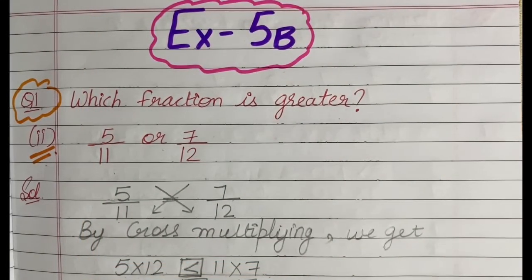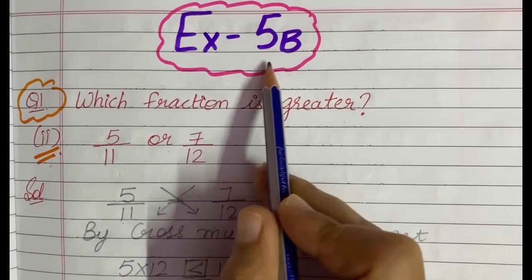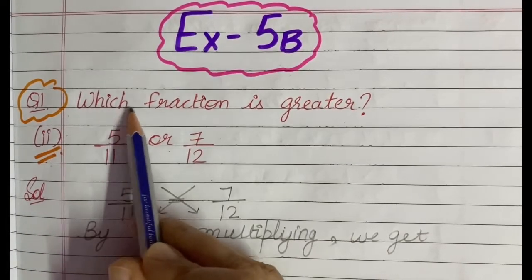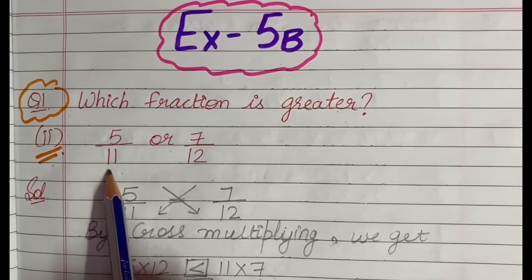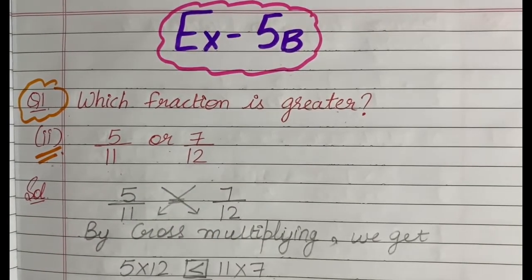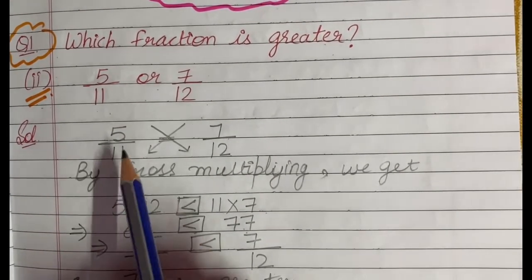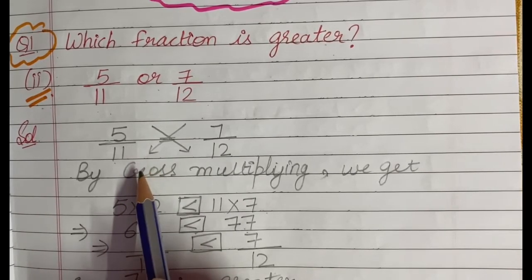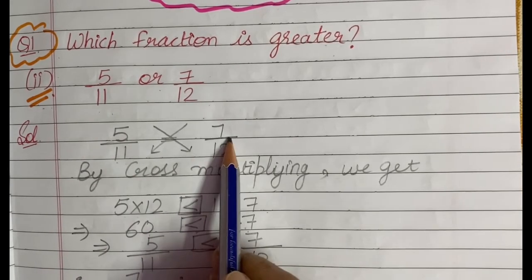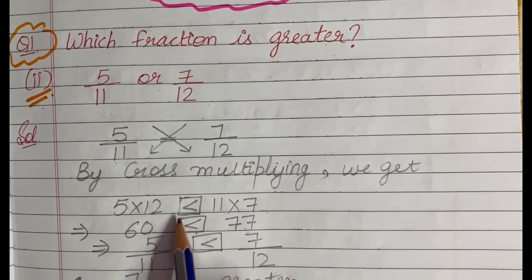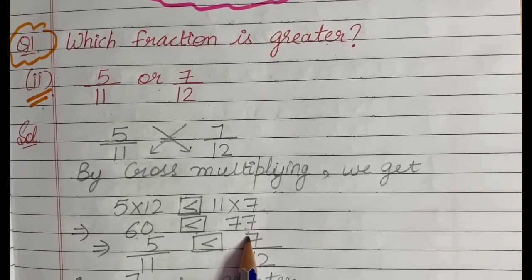Now students, in an example, firstly I have taken question number 1 of exercise 5b, and the question says which fraction is greater, and I have taken the second part and it says 5 by 11 or 7 by 12. So here students, we will do cross multiplication, and on cross multiplying, this 5 will be multiplied by 12 and 11 will be multiplied by 7, and on multiplying 5 by 12 we will get 60, and on multiplying 11 by 7 we will get 77.